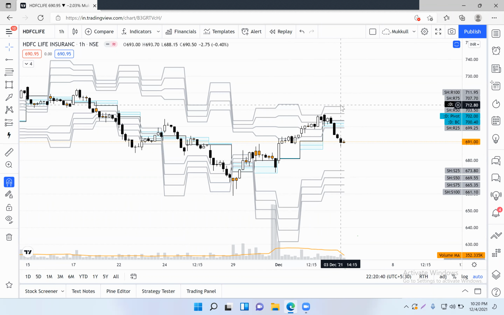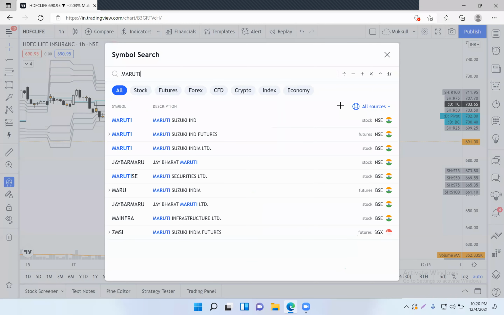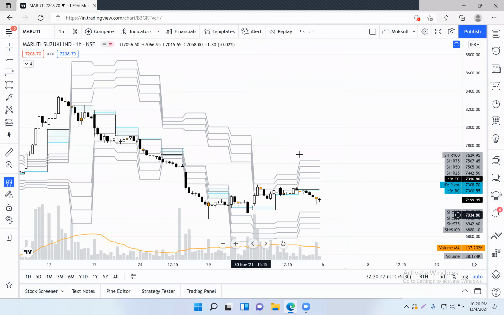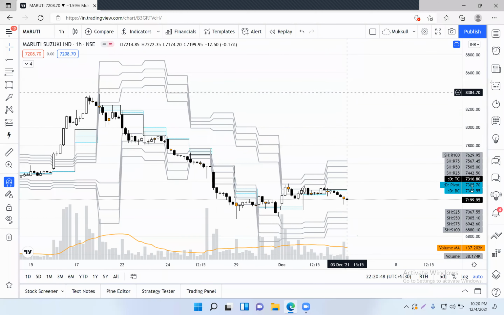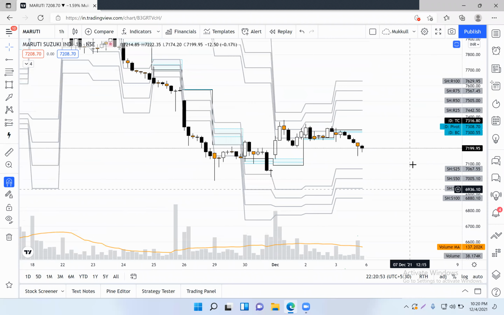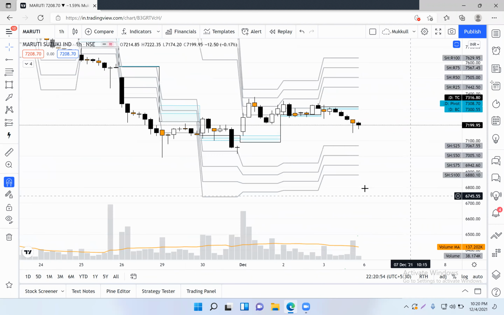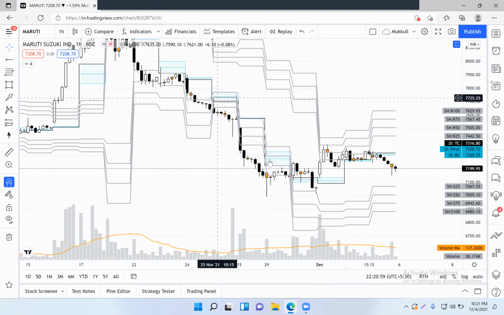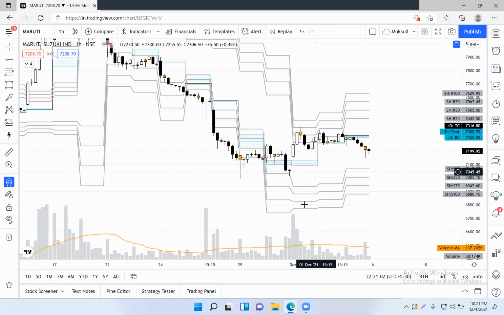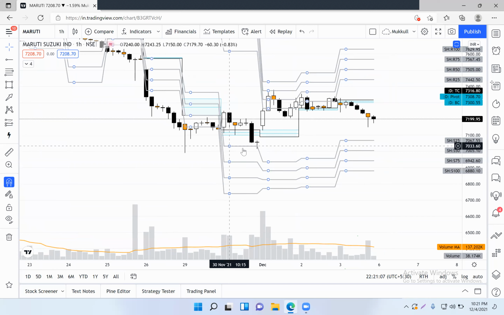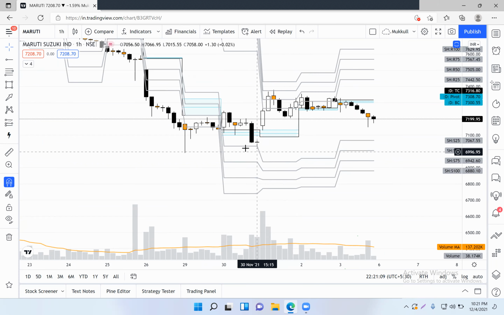Second was Maruti. Maruti was already, I guess, an entry. Yes, entry was given. We took an entry somewhere here. But let me just check. So see again, if you see 1, 2, 3, 4. Then what happened here? We took a riskless entry here because there was also some pivot analysis.